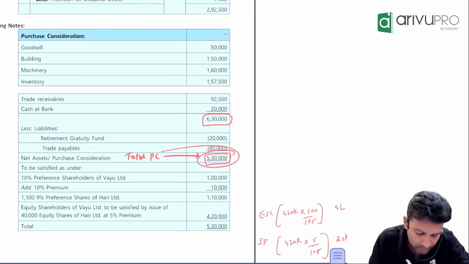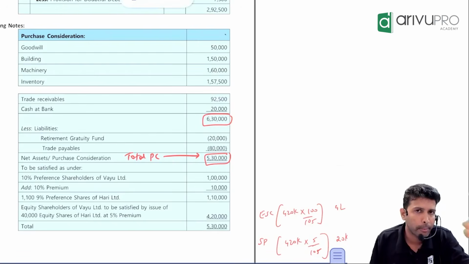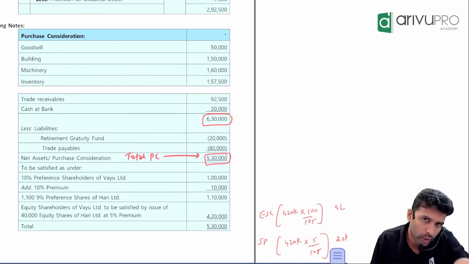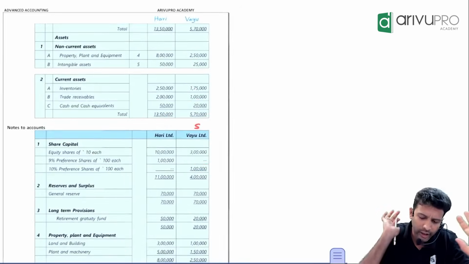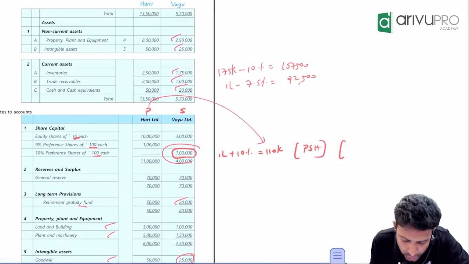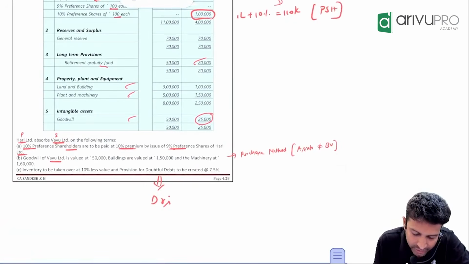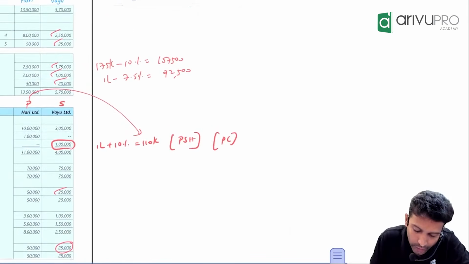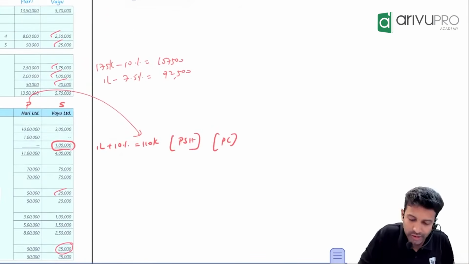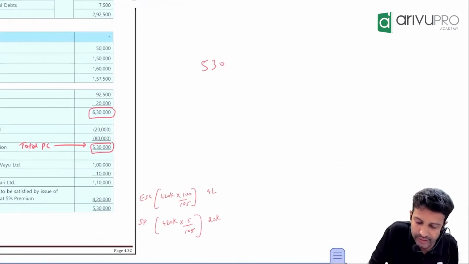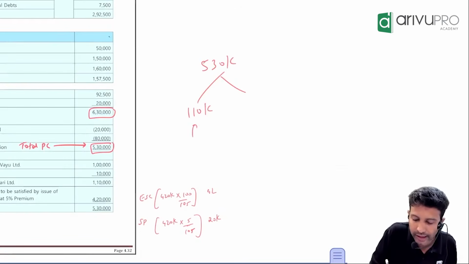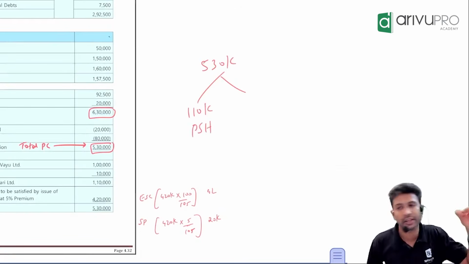Now, totally how much is the PC? 5,30,000. PC will be given to whom? Owners. Is there one owner here or two? Two owners. Who are those? Preference shareholders and equity shareholders. To preference shareholders, we clearly know how much we gave. We made a note of it also. Instead of giving 1 lakh, we paid 10% premium. That means we paid them 1 lakh 10,000. Total PC is 5,30,000. Out of that, 1,10,000 we gave to preference shareholders.